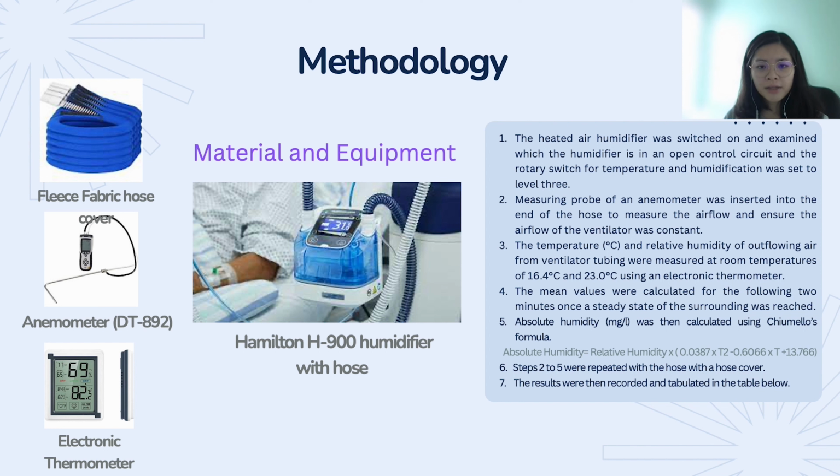Next, the temperature and the relative humidity of outflowing air from the ventilator tubing are measured at room temperatures of 16.4 degrees Celsius and 23 degrees Celsius using an electronic thermometer. The mean values were calculated for the following 2 minutes once a steady state of the surrounding temperature was reached. The absolute humidity was then calculated using Schumeller's formula, in which absolute humidity equals the relative humidity multiplied by 0.0387 T² minus 0.6066 T plus 13.766.